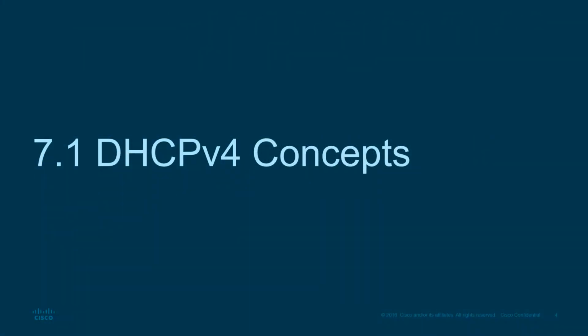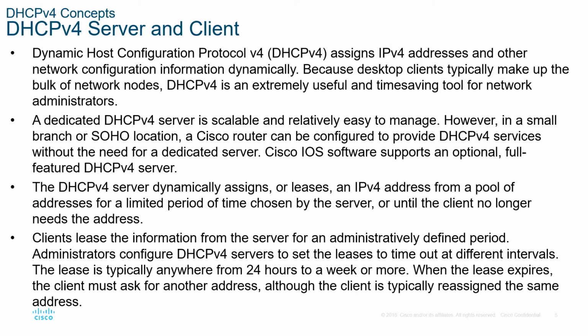DHCP version 4 concepts. Dynamic Host Configuration Protocol is a protocol a router or a server may have, and its use is to assign IPv4 addresses automatically or dynamically. Because desktop clients typically make up the bulk of network nodes, DHCPv4 is an extremely useful and time-saving tool for network administrators. A dedicated DHCP version 4 server is scalable and relatively easy to manage.